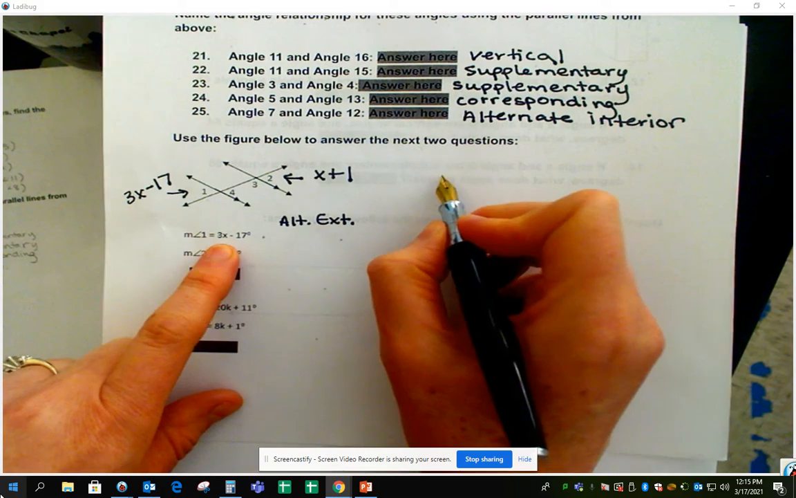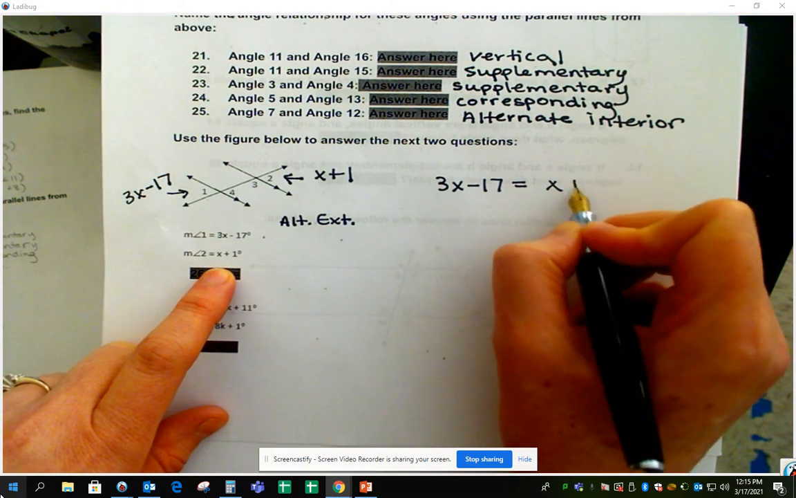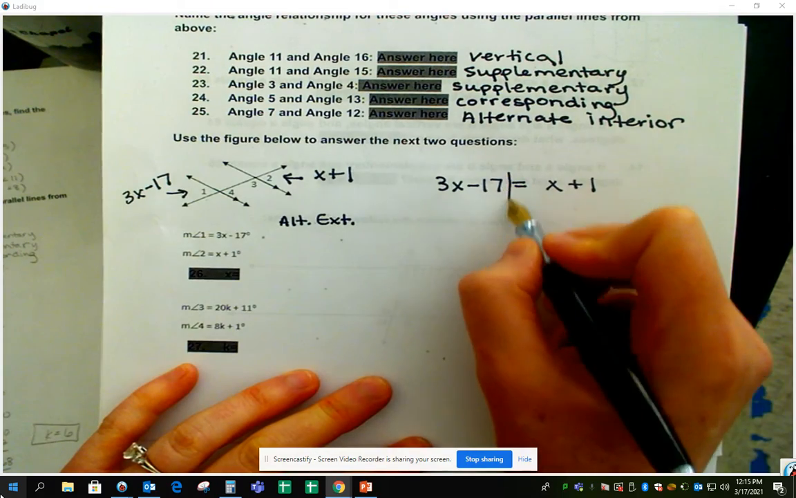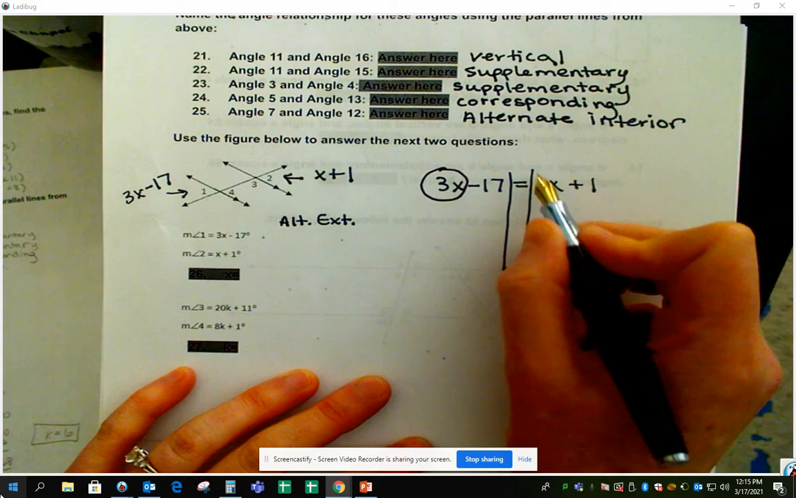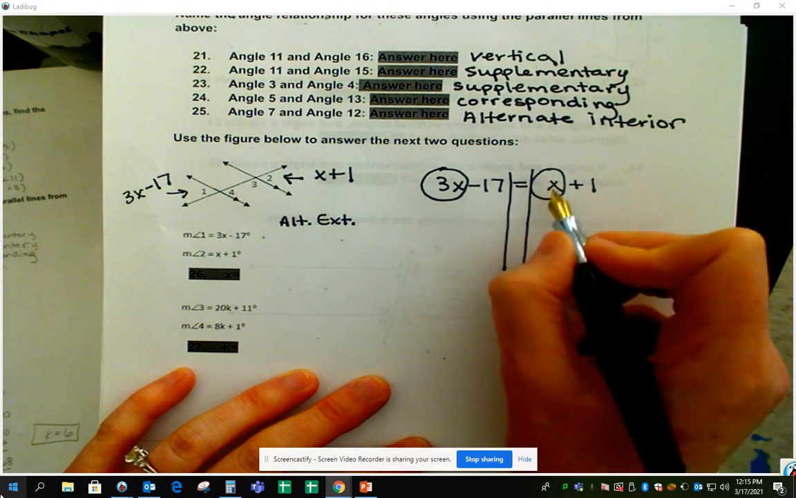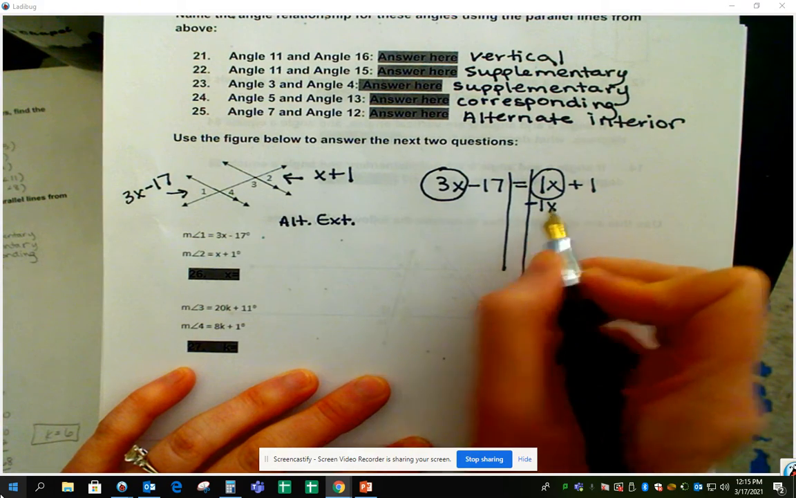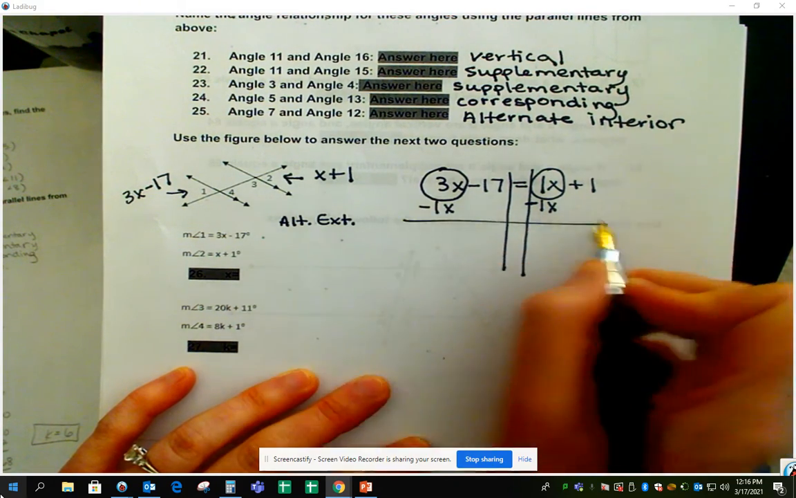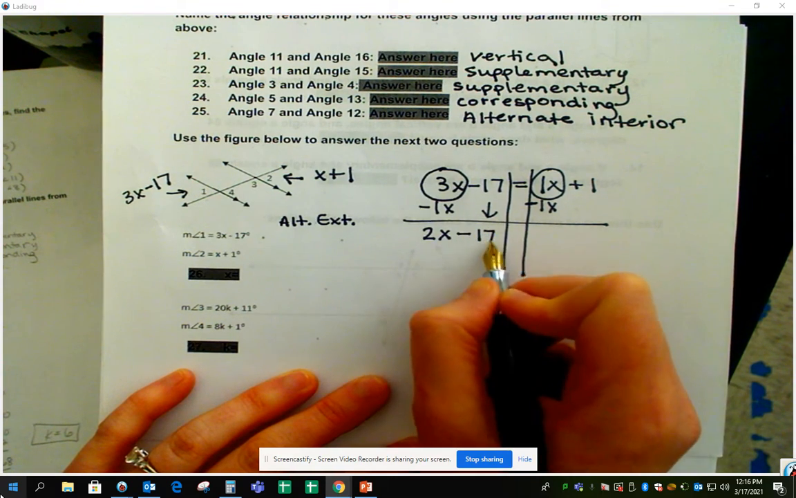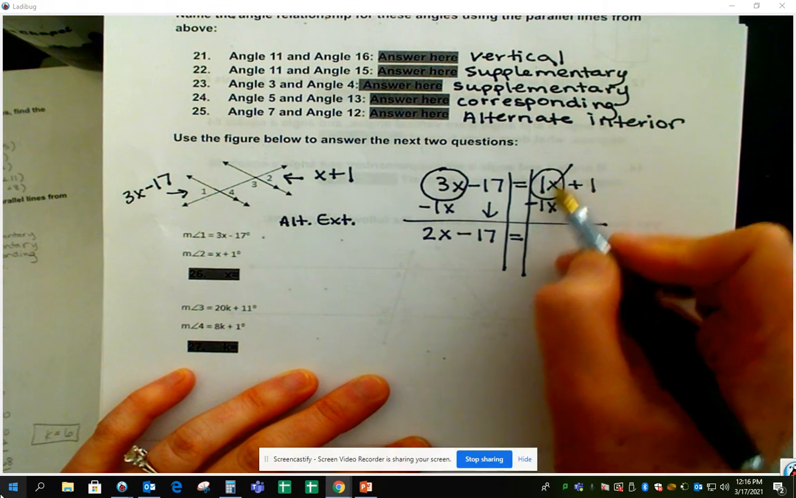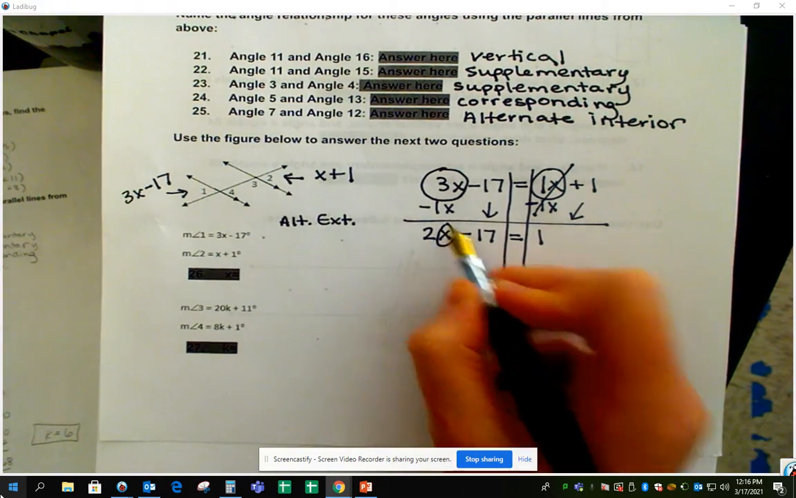We can set up an equation. 3x minus 17 is equal to x plus 1. Now we just need to solve for x. Notice I have an x on this side and an x on this side. Put in your invisible 1 and get this to the other side by subtracting. 3x minus 1x is 2x. Bring down your minus 17. 1 minus 1 is 0. Bring down the 1.